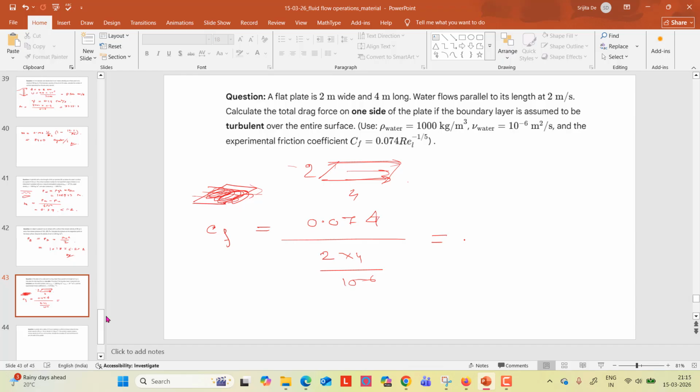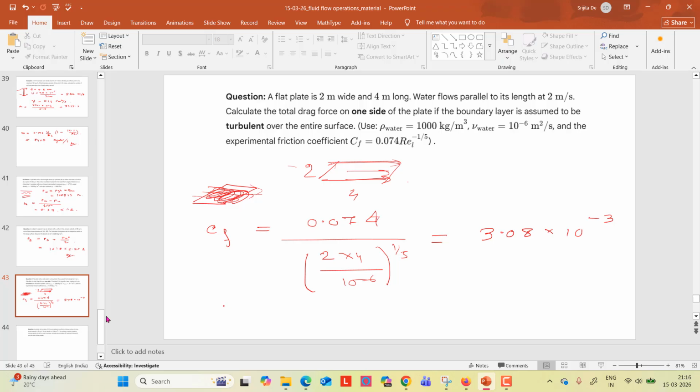Okay, sorry, I have missed this. So it is Re_L to the power 1 by 5, right? So it will be 8 into 10 to the power 6, to the power 1 by 5, and that will be 0.074 by this. This will be 3.08 into 10 to the power minus 3, right? This is your CF.